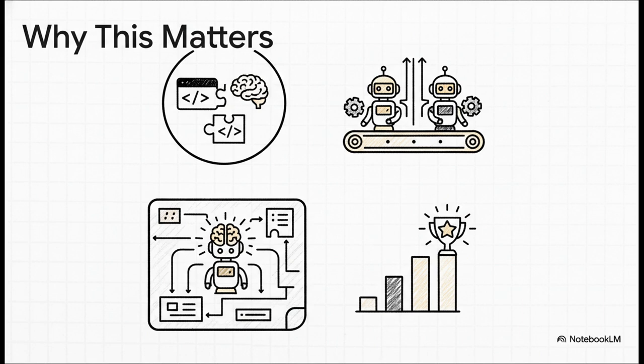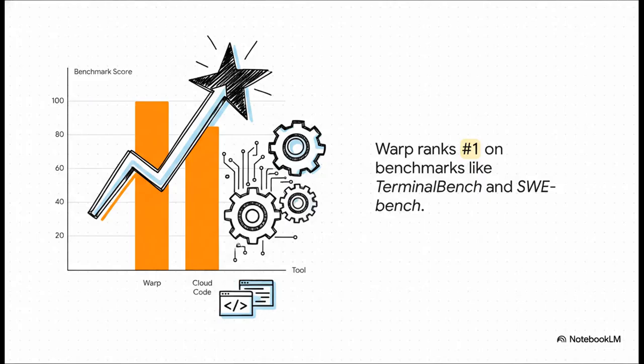Third, the agents are super context aware, so they write code that actually fits with your existing project. And finally, this isn't just some marketing promise. It's actually been proven. Yeah, on industry benchmarks like Terminal Bench and SWE Bench, Warp actually ranks #1. This shows that their whole approach isn't just a neat idea, it's a genuinely more effective way to build software. And what that means for you is pretty simple. You're going to ship features faster and with fewer bugs.